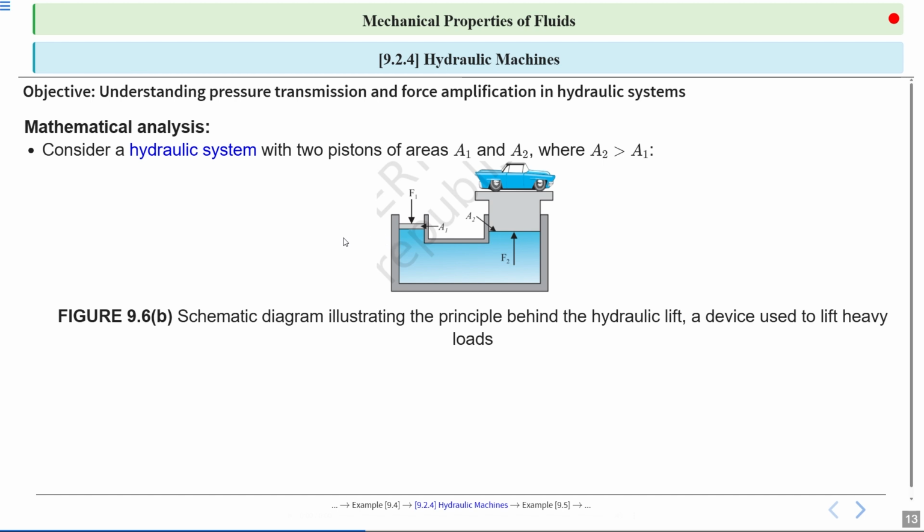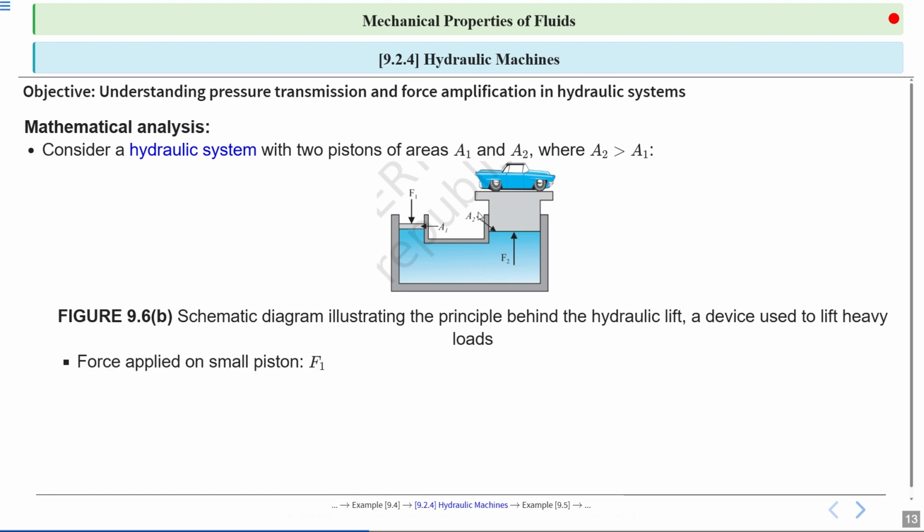All right. We have a small piston with area A1. Look at the figure: area A1 and area A2. A2 is the larger piston area, where A2 is greater than A1. So the schematic diagram illustrates the principle behind a hydraulic lift, which is a practical application of this concept.